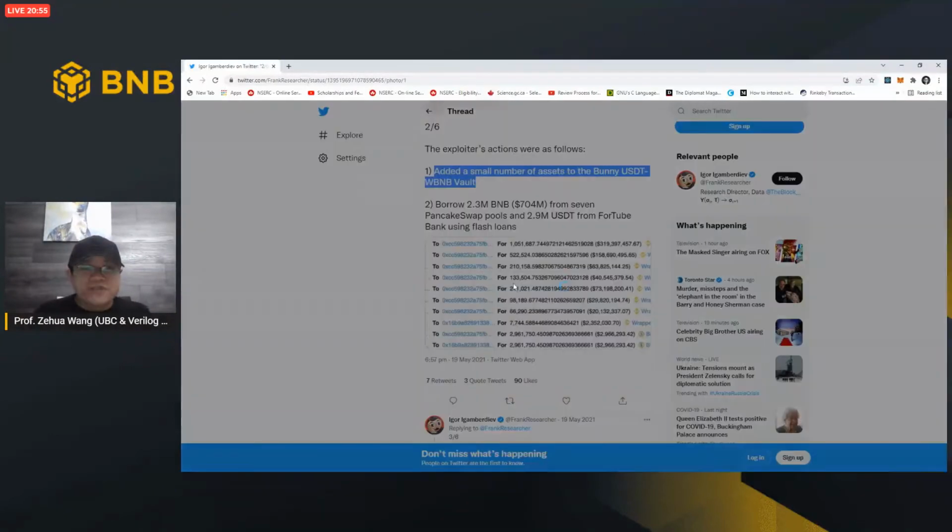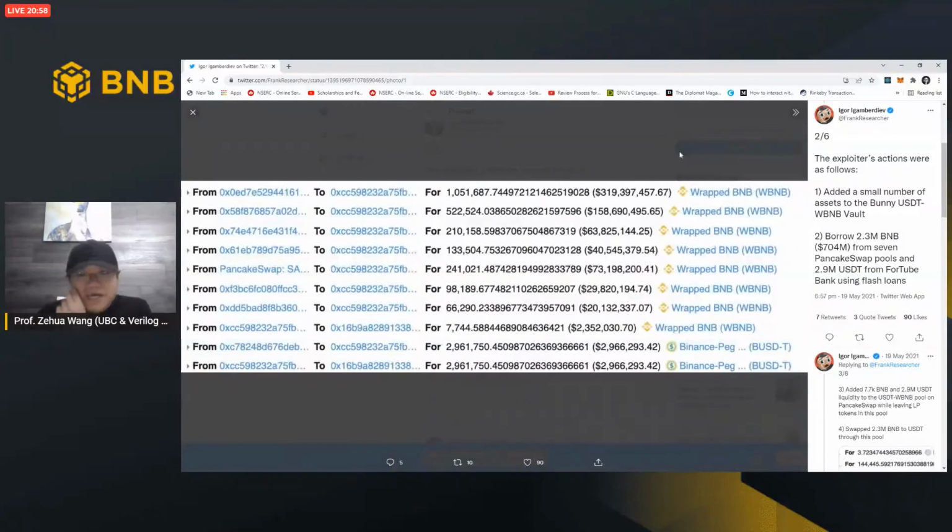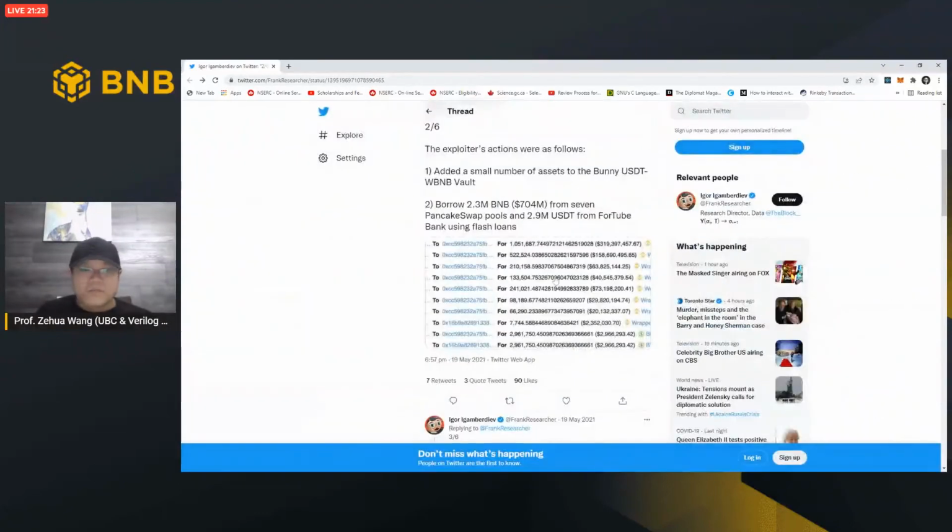So first it borrows some, and you can see that it's borrowed a lot of money from the flash loan. It's borrowed a lot of WBNB, and also some BUSD, which is just a stablecoin on the BSC. It's a lot of money there. And so right now, this person has a lot of BNB and a lot of USDT on Binance Smart Chain.